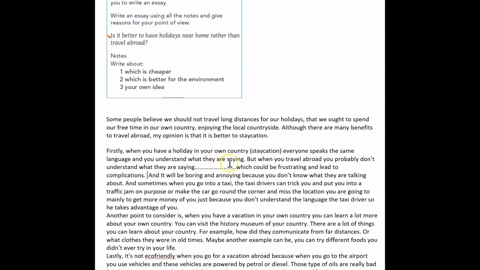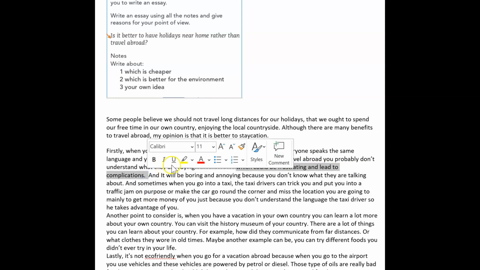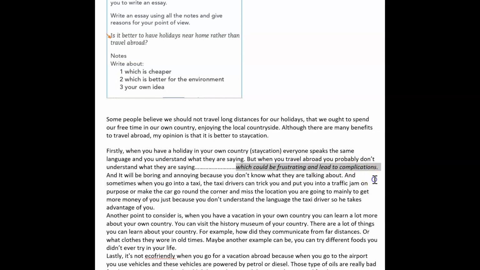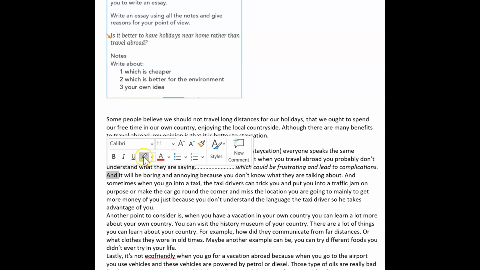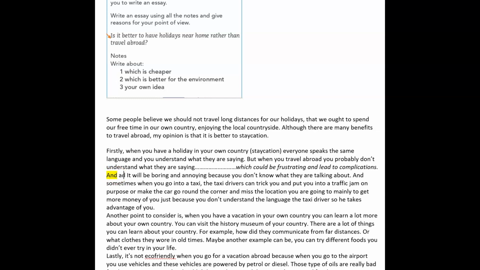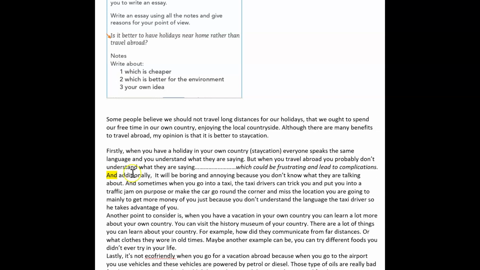So when you're writing at a high level, which is what we want you to do, you need to add extra information. This is the kind of example of extra information. And it will be boring. You don't start with "and", but you could go on. Here you could use "and" if you don't have it at the beginning. Or "additionally" is better. Additionally, it will be boring and annoying because you don't know what they're talking about.